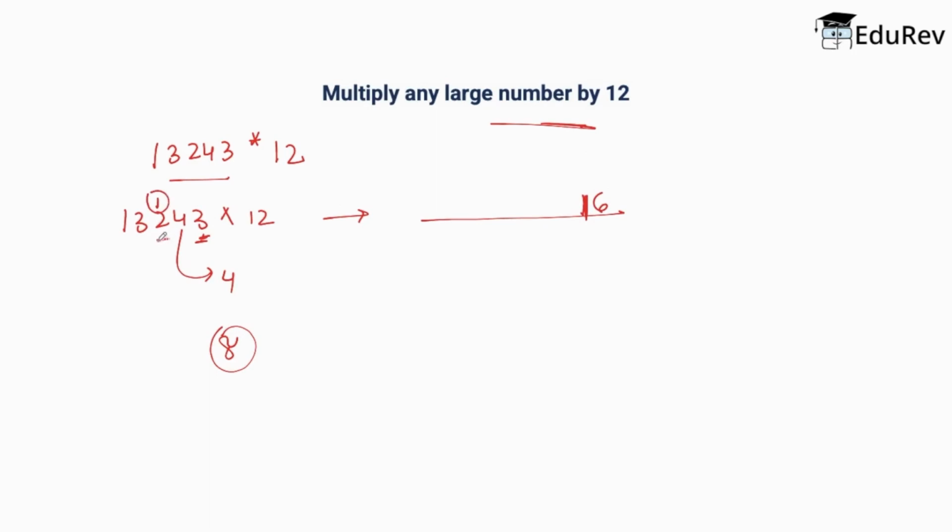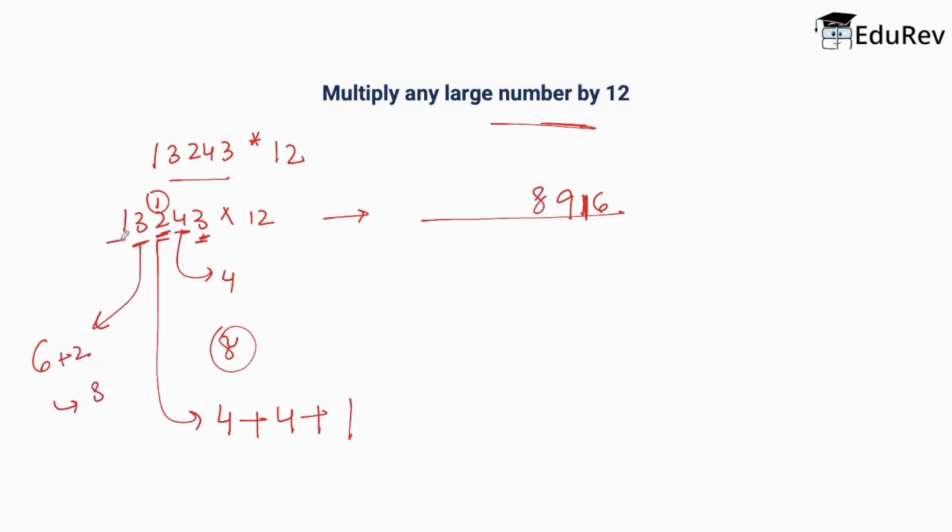The next digit is what? 2. I need to double it. That is 2 2s are 4. Plus I need to add its neighbor, that is 4. Plus there is 1 which I need to carry forward. So it's going to be what? 9. Now the next digit is what? 3. So I need to double it. So 3 2s is what? 6. And I need to add its neighbor to it. So 6 plus 2 is going to be what? 8. So here it will be what? 8.